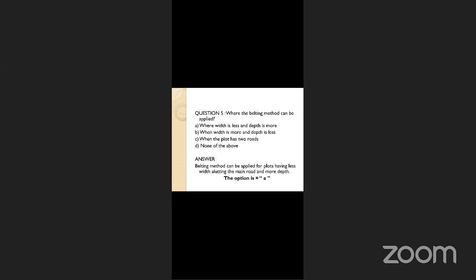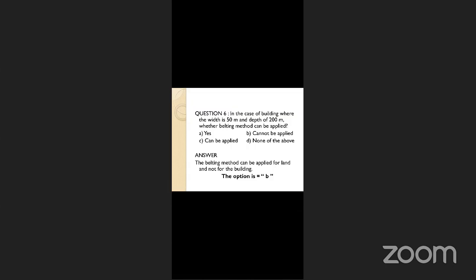So here it is clear. When width is more, depth is less. No, you can eliminate it. When the plot has two roads, that is return frontage. It is called return frontage. No, it is none of the above. Nothing. It is A. The answer is A. Finished. Belting method is applied when width is less and depth is more.